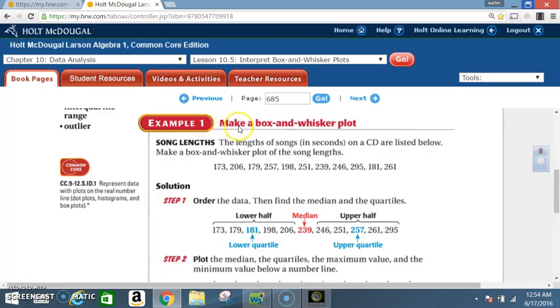Example 1. Make a box and whisker plot. Song lengths. The lengths of songs in seconds on a CD are listed below. Make a box and whisker plot of the songs' lengths. And here we have the song lengths: 173, 206, 179, 257, 198, 251, 239, 246, 295, 181, and 261.